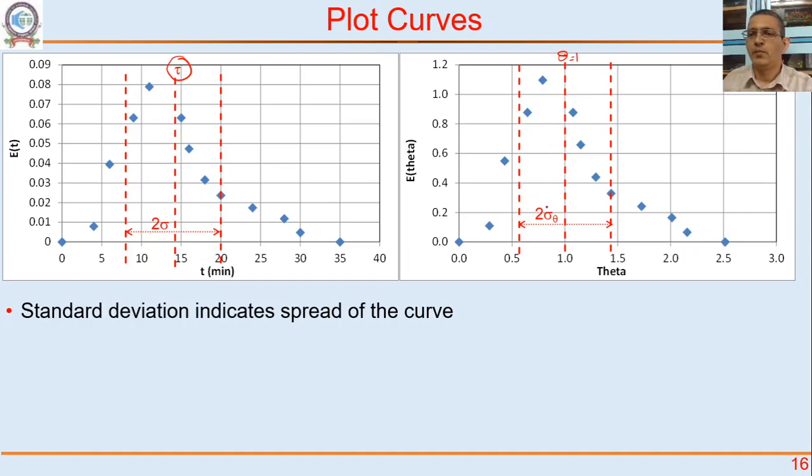Okay. Plus or minus 2 sigma theta, if you plot minus sigma theta to plus sigma theta, this interval tells you the spread. Standard deviation tells you the spread. Statistics. Now what do you want to do? Compare with well mixed behavior, compare with plug flow behavior.